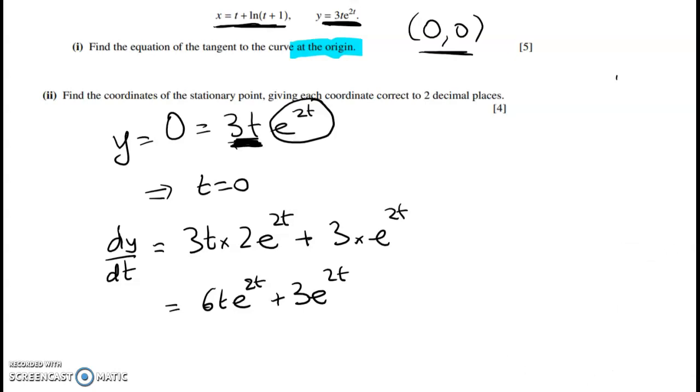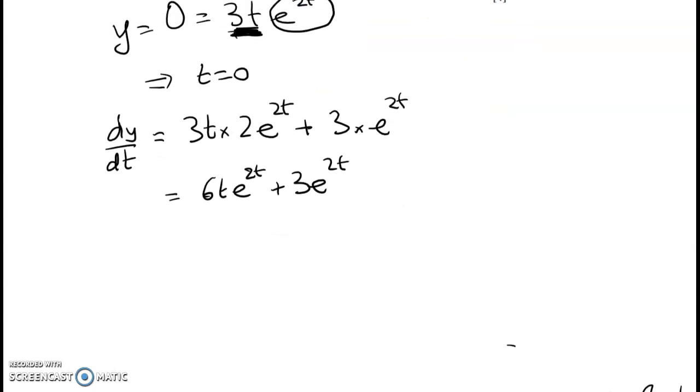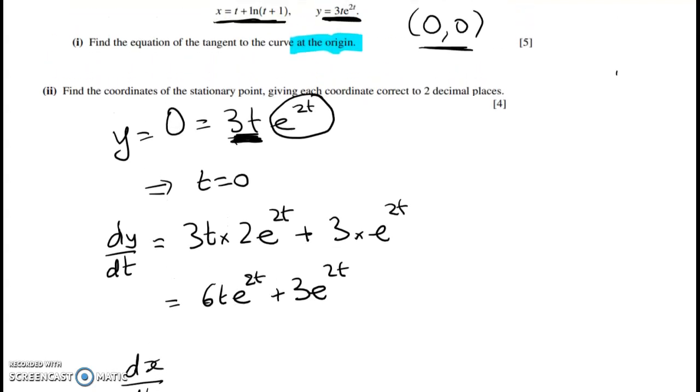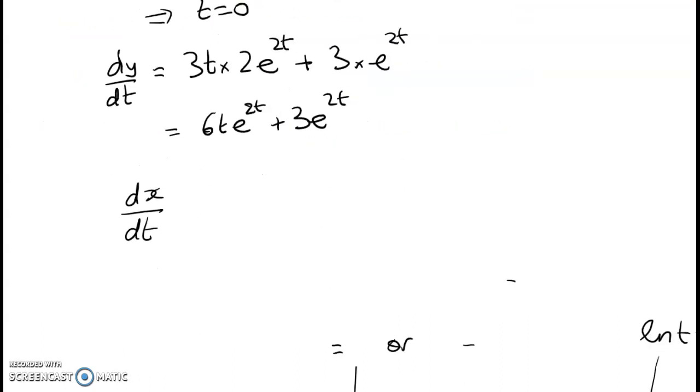Now we have to do dx by dt, which is slightly easier. So what was x? x is t plus the natural log of t plus 1.